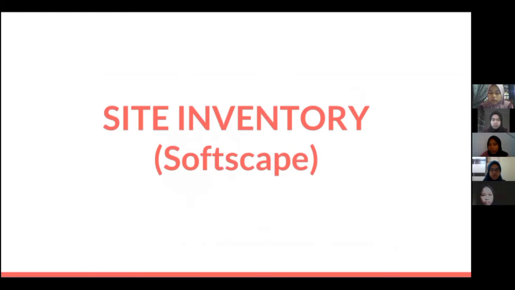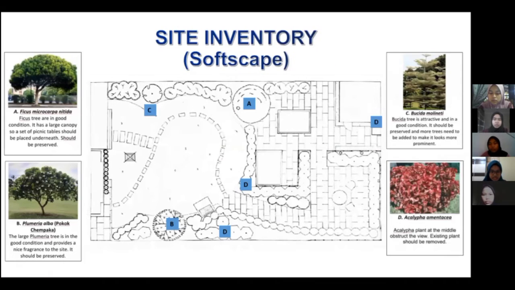So next, let's move on to the site inventory and analysis for the softscapes. Here there are 3 trees and 1 shrub. We decide to remain all the trees, which are Ficus microcarpa due to the large canopy which can provide shade, Plumeria alba which has a nice fragrance, and Bucida molineti which is attractive. And we also want to remove the shrub Acalypha amentacea, which we think will obstruct the view.